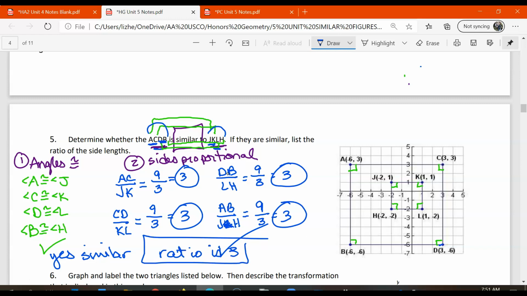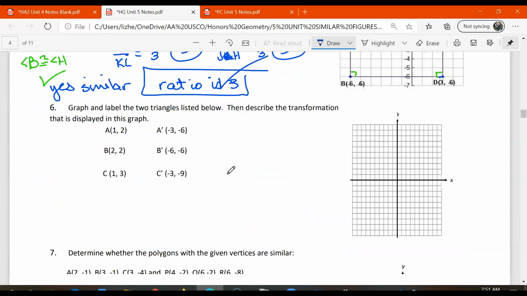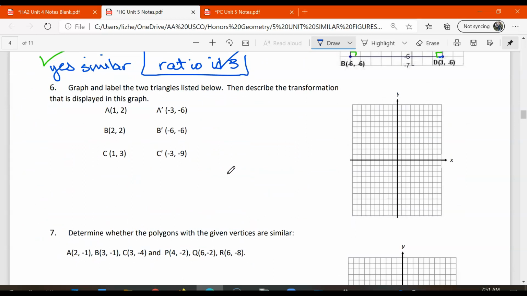Okay, moving on. Graph and label the 2 triangles listed below, then describe the transformation that is displayed in this graph. So first we need to graph them. So I'm assuming that we want triangle here of ABC. We want triangle here of A prime, B prime, C prime. So triangle ABC is 1, 2, 2, 2, and 1, 3. So A, B, C is this tiny little triangle.